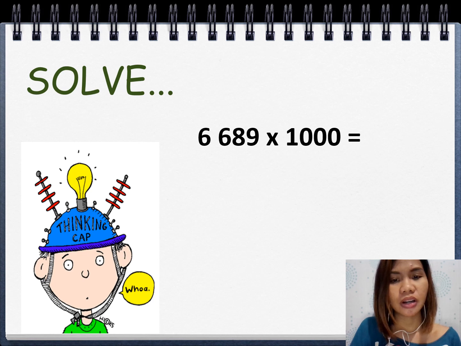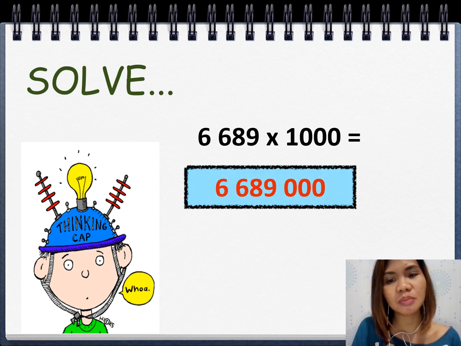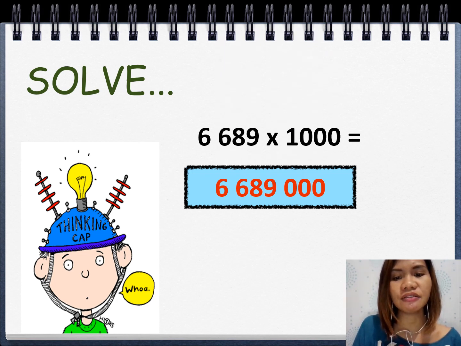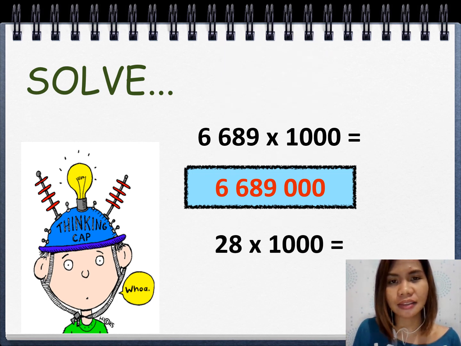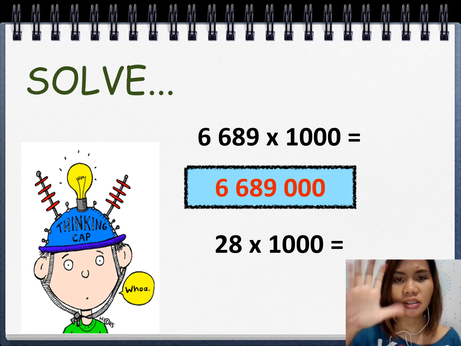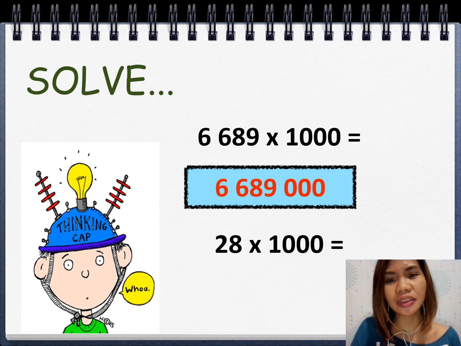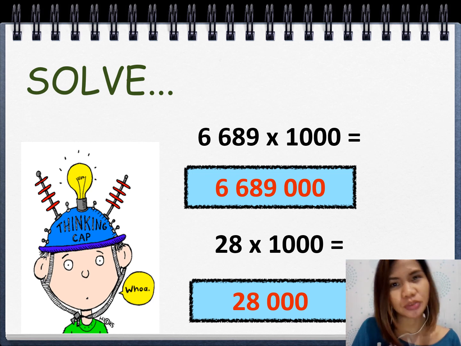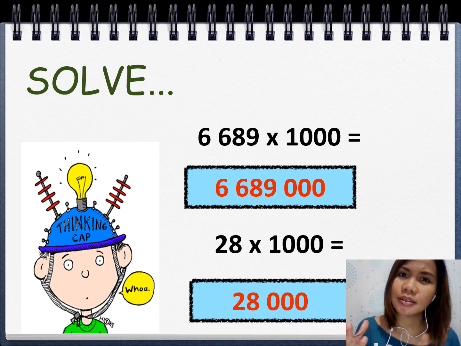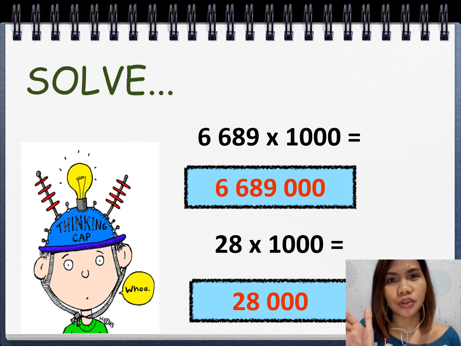How about this one? It's kind of big. It's 6,689, but you can do it mentally. Of course, you just have to copy the first number and attach 3 zeros on your answer. And so the answer is 6,689,000. And for the last one, so easy again. So let's have 5 counts for this. Okay, and the answer is 28,000. Alright, so that's how easy it is. So later we're going to have a drill. You're going to answer a lot later.